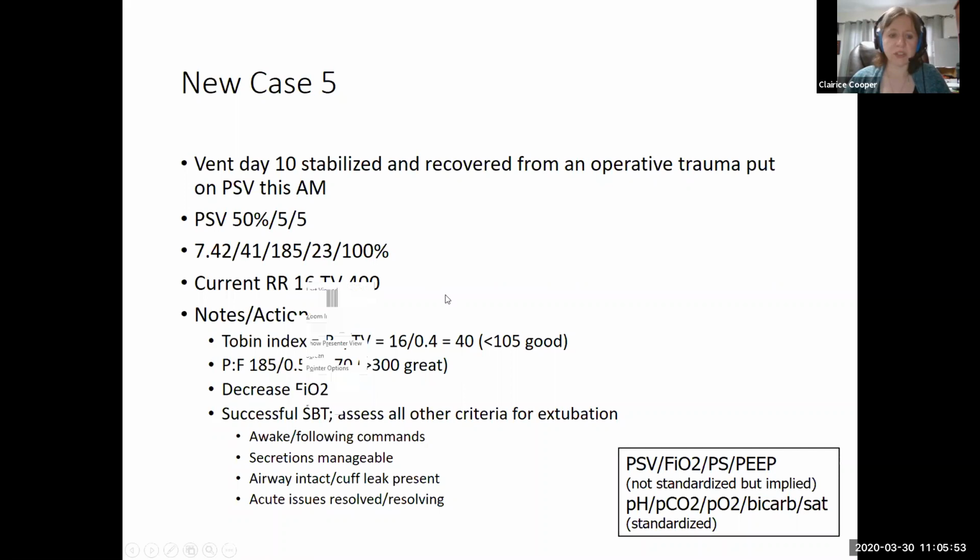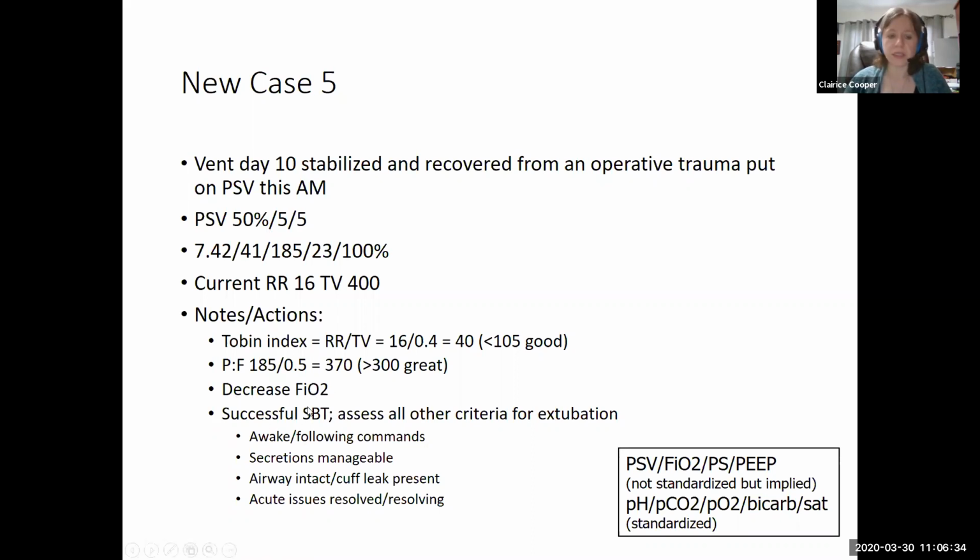We're going to analyze how this patient's doing. So from a ventilation standpoint, 16 divided by 0.4 is 40. Excellent, Tobin, good. From a P to F oxygenation standpoint, 185 divided by 0.5 is 370. Over 300 is great. So this patient is getting close to extubation. In preparation for extubation, we still want to decrease the FiO2. We don't want a big change at the time of extubation, and so we want to decrease that FiO2 to 40% or less in preparation for extubation.